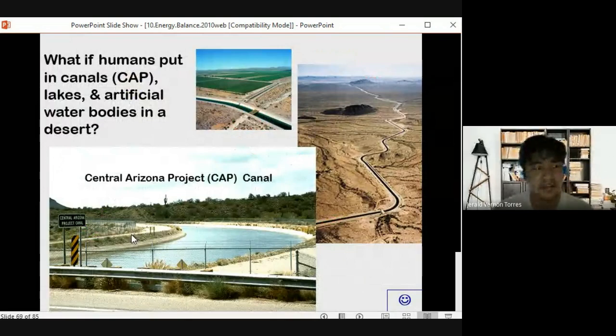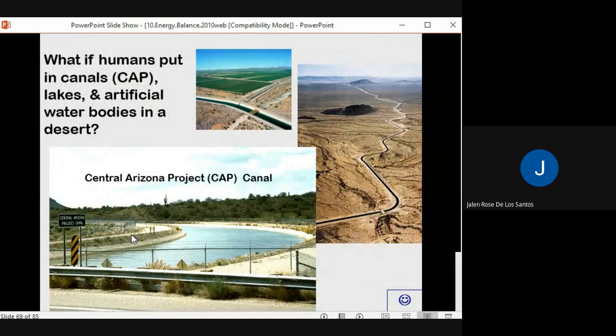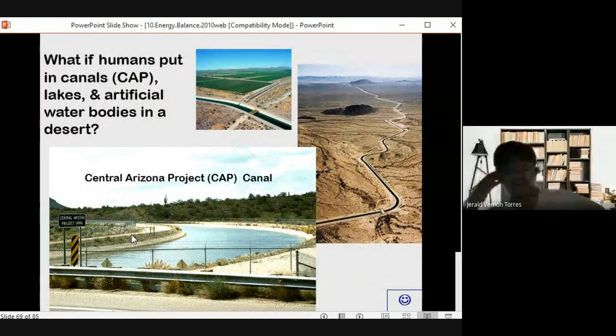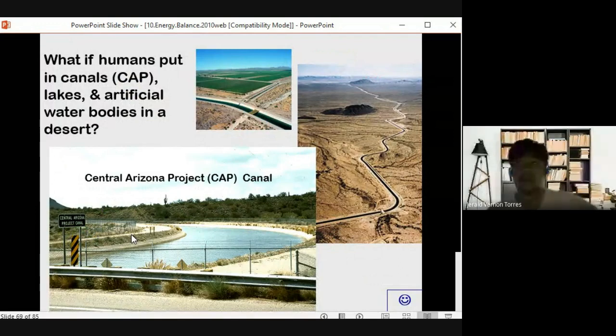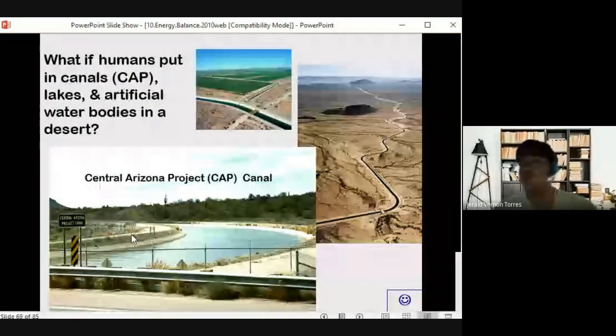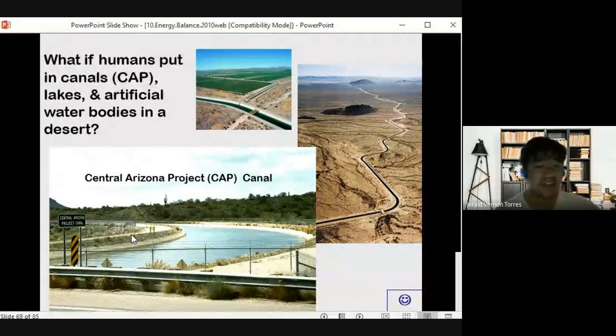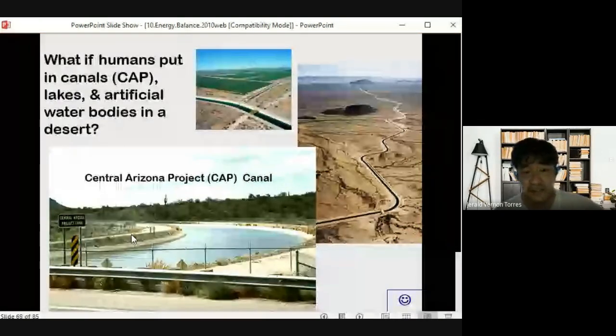Kung magdadagdag tayo ng water canals, what will happen to its latent heat? Tataas, sir. At ano mangyayari sa sensible heat niya? Bababa. So, one way of cooling deserted places tulad ng Australia, ng Arizona, ang nagiging solusyon nila, nagdadagdag sila ng artificial water system so that mapababa yung sensible heat at tumaas yung latent heat.